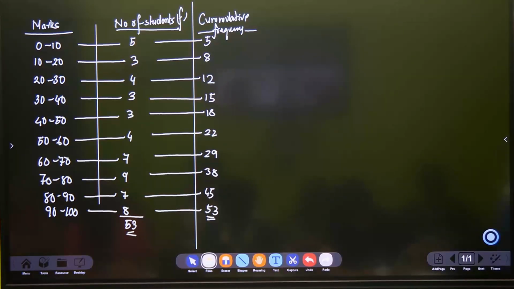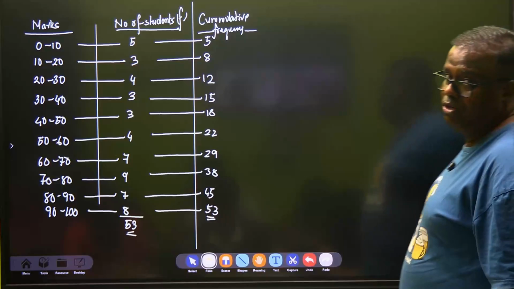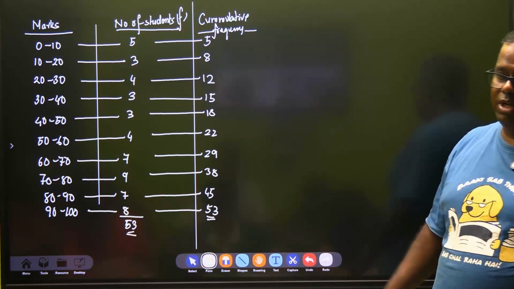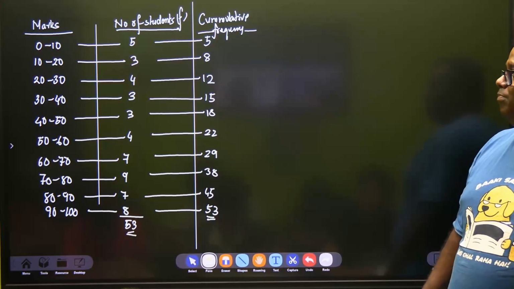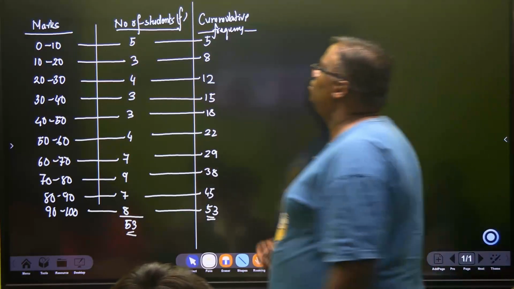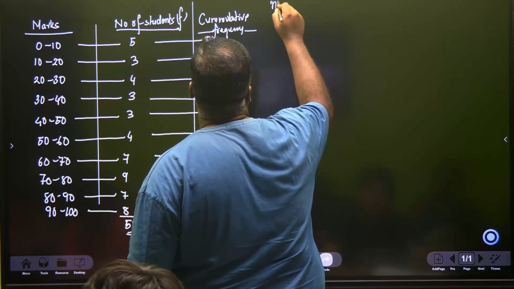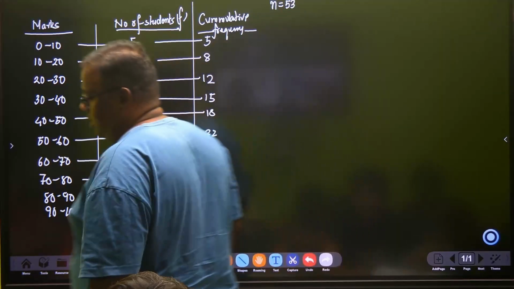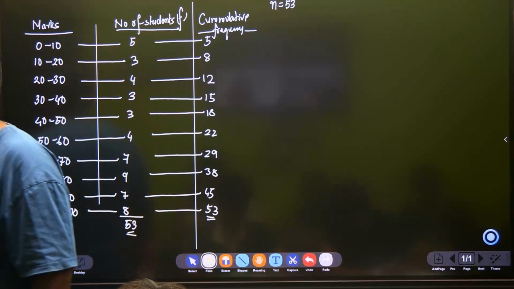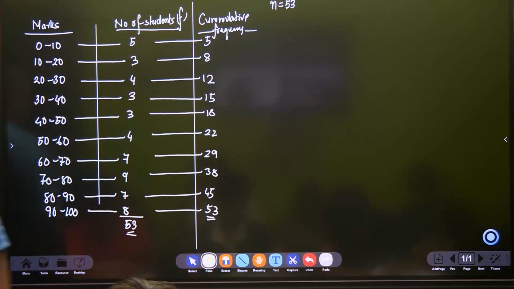Did you understand? So how will this question be given to you? Following are the marks obtained by 53 students in a class test. So when they say marks obtained by 53, we say n is equal to 53. Have you understood? N is equal to 53.